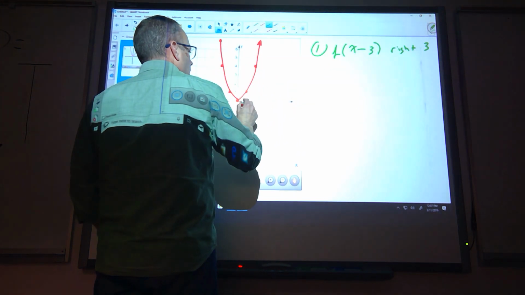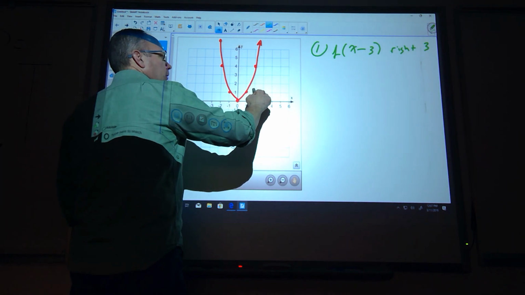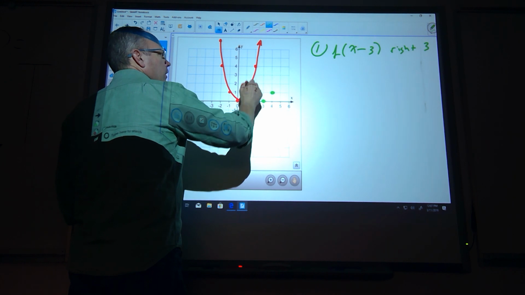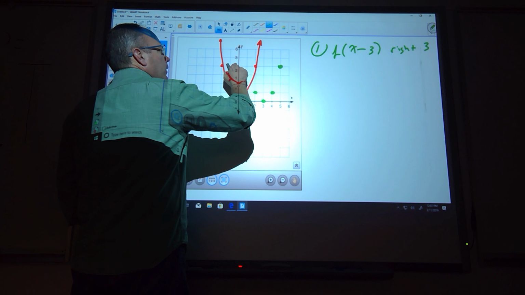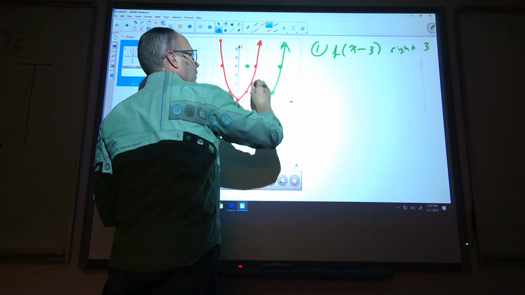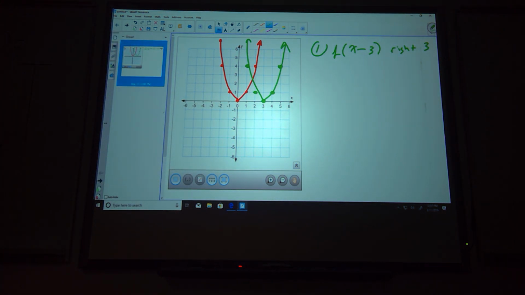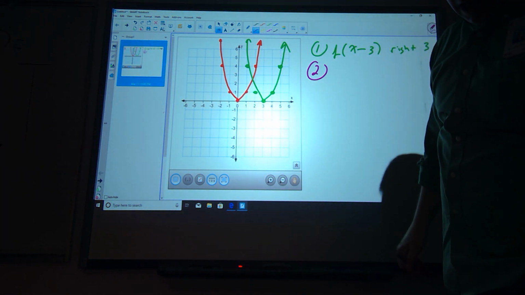So from here, I'm going to go over 1, 2, 3. So this dot moved here. This dot's going to move over 3. 1, 2, 3. This dot will move over 3. 1, 2, 3. This dot will move over 3. 1, 2, 3. And this dot, 1, 2, 3. Okay, so the number 1 has a horizontal shift to the right of 3 units. Seem okay so far?